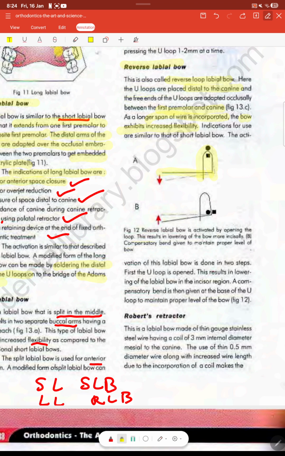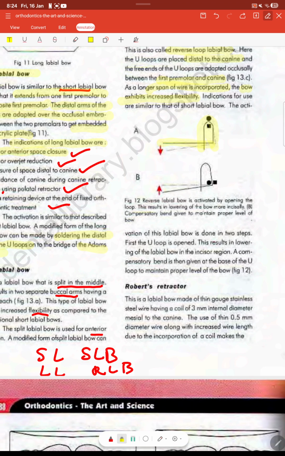Indications for use are similar to those of the short labial bow. The activation of the labial bow is done in two steps. First, the U loop is opened. This results in lowering the labial bow in the incisal region, and the bend is compensated for, and then it is given at the base of the U loop to maintain a proper level of the bow.